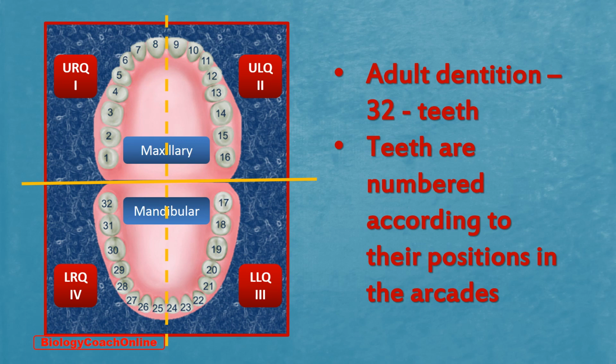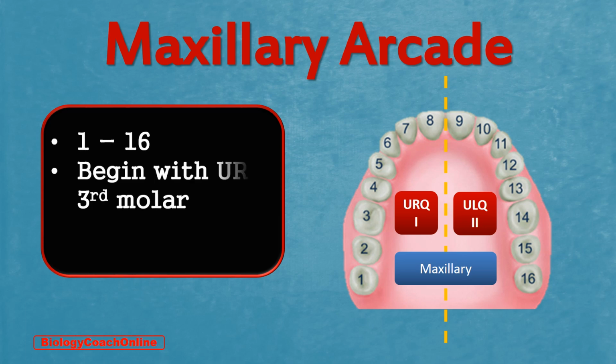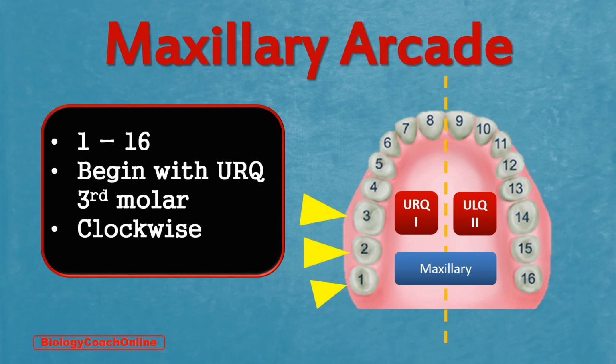So here's the maxillary arcade. The maxillary teeth are numbered 1 through 16, and you begin counting at the upper right third molar, and you count clockwise. So tooth number 1 is your maxillary right third molar. Number 2 is the maxillary right second molar. Number 3, maxillary right first molar. Number 4 is the upper right second bicuspid, or premolar. 5 is the upper right first bicuspid.